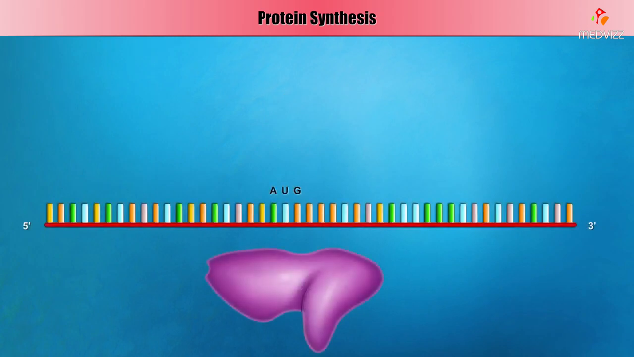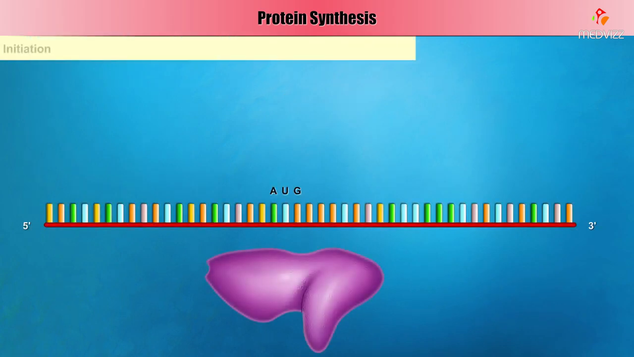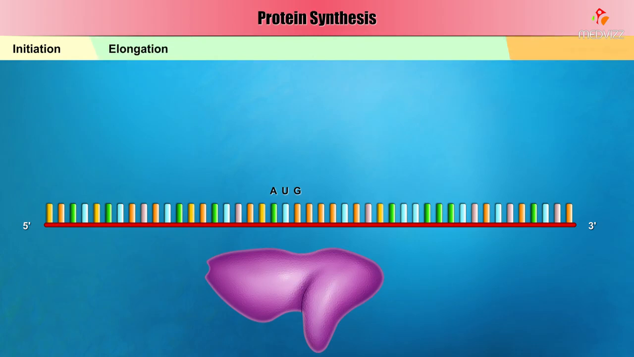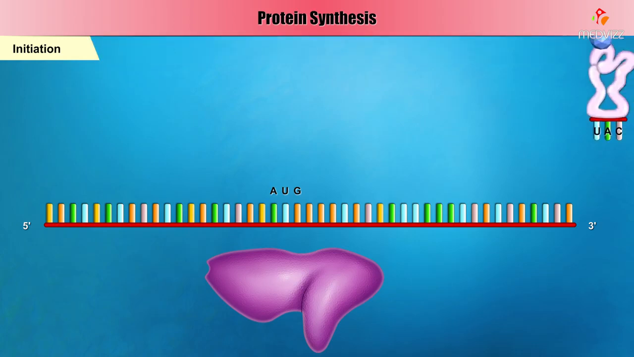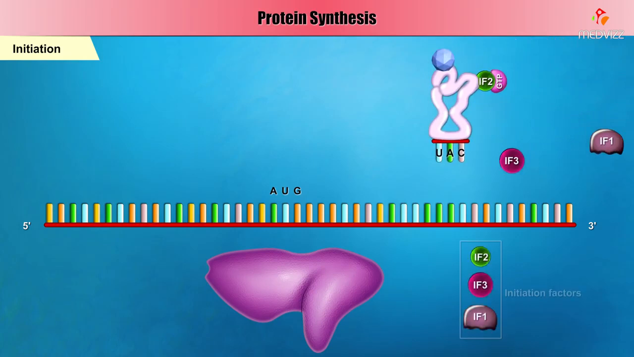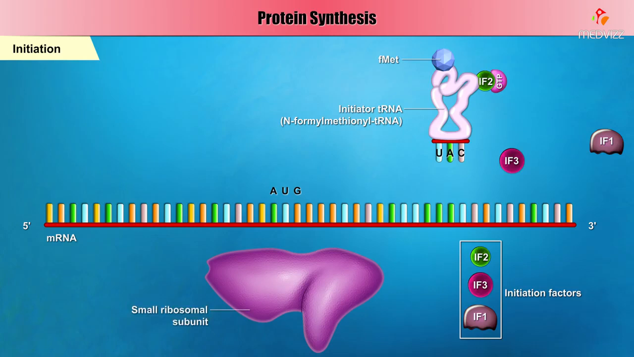Protein synthesis is a three-step process, including initiation, elongation, and termination. In bacteria such as E. coli, initiation requires three small proteins called initiation factors, IF1, IF2, and IF3, as well as the first tRNA, the mRNA, and the small ribosomal subunit, also called the 30S subunit.